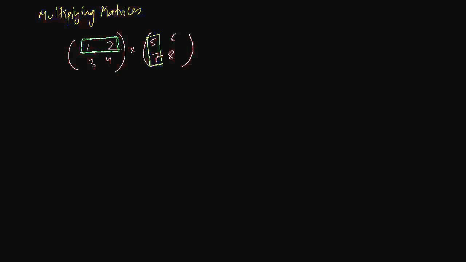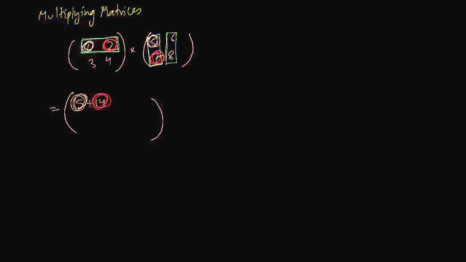So what is happening? The first row is taken and it is multiplied with the first column of the second matrix. When this is done, we get 1 times 5, which gives us 5, plus 2 times 7, which gives us 14. So we are multiplying this 1 with this 5, and this is the product, and then we are multiplying this 2 with this 7, and this is the product. The next thing we have to do is multiply the same row with the next column.